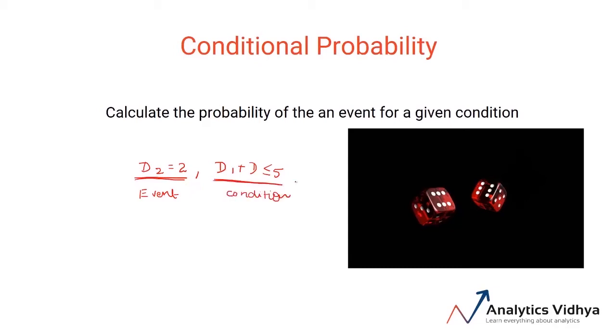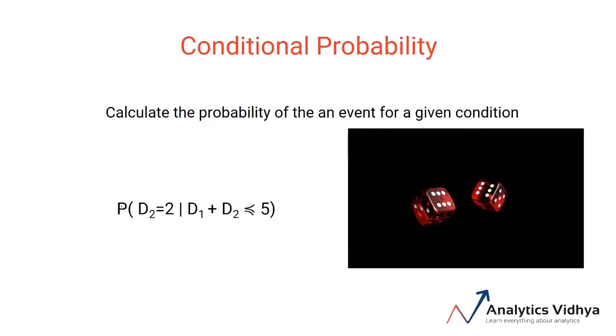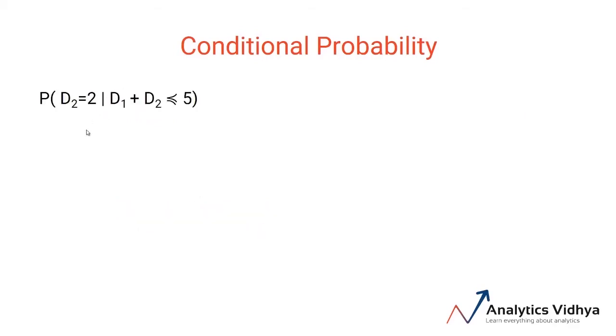On the other hand, getting the sum of both the numbers to be less than or equal to 5 is our condition. The conditional probability is often represented in the following manner, where we calculate the probability of the occurrence of an event for a given condition. So the question was, we want to determine the probability of getting 2 on the second dice when we have the condition that the sum of the numbers on both the dice should be less than or equal to 5. If I break down this problem, we have two events. The event 1 is the condition that the sum of the two numbers should be less than or equal to 5, and the event 2 is the number on the second dice should be equal to 2.